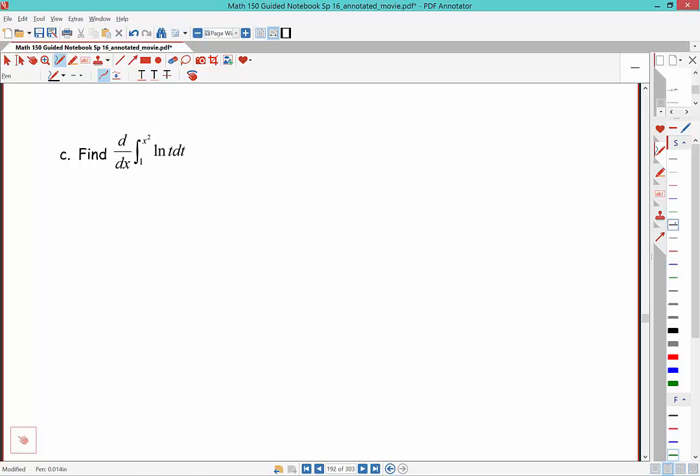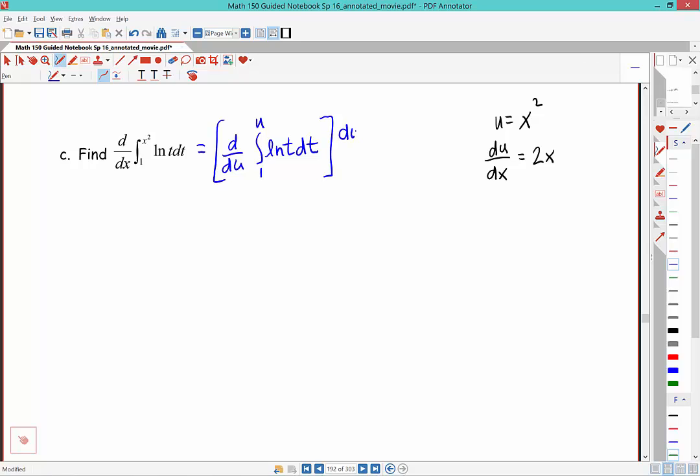Perfect, 2x. So now we rewrite this as d/du of the integral from 1 to u of natural log of t dt, times du/dx. But we already figured out what the du/dx is, right? So this guy here, by the second fundamental theorem, will just be natural log of u, and then times du/dx, which we said was 2x. So we would get 2x times natural log of x squared.